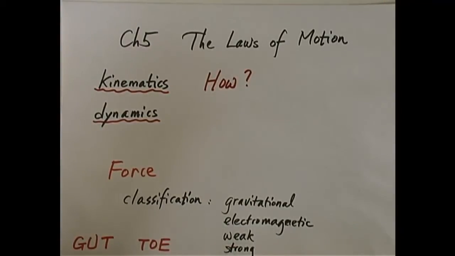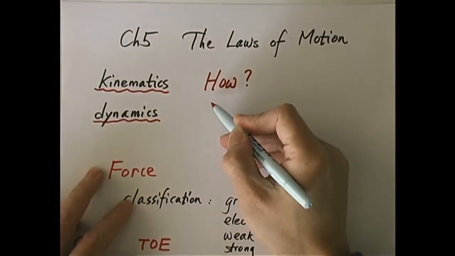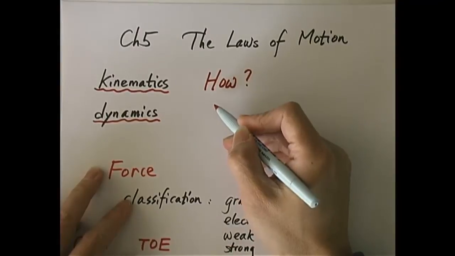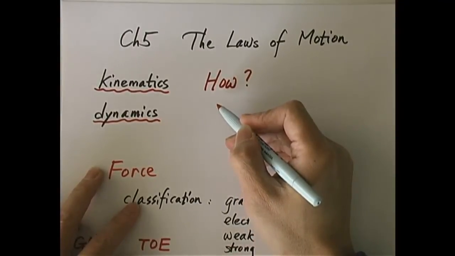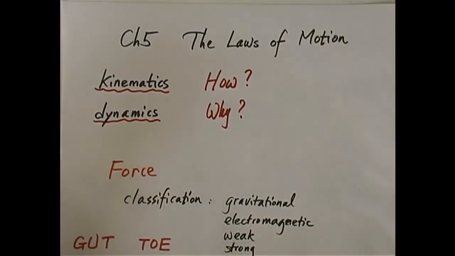The reason behind motion, that is. And that is the subject of what's called dynamics. So we're now getting into a deeper understanding of mechanics by studying what causes motion. What's the reason behind motion? In other words, the question is now why? Why does an object move the way it does?